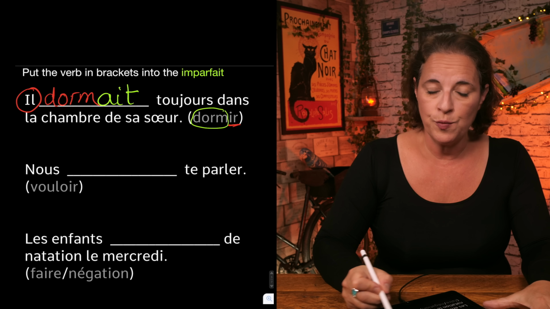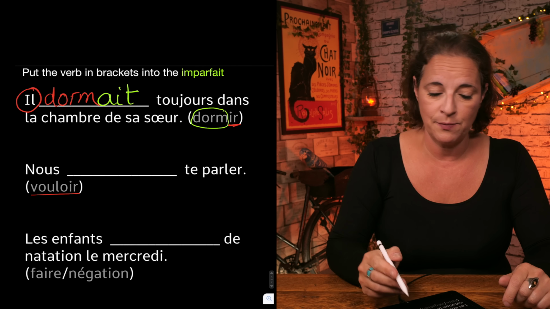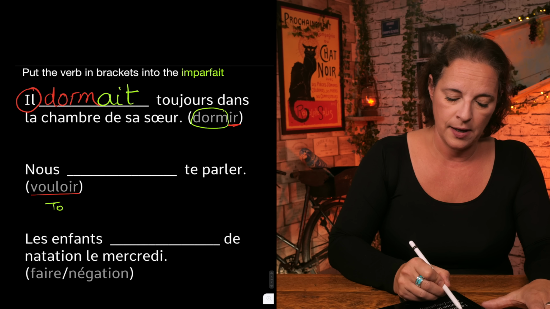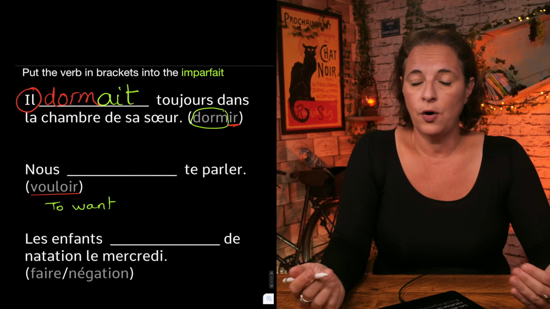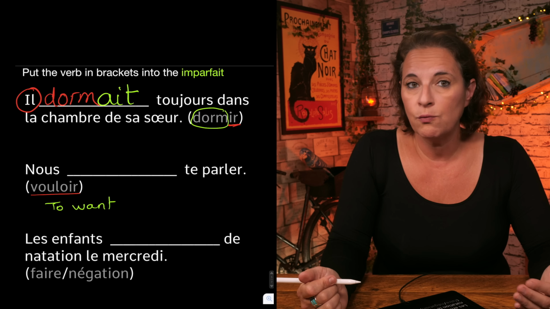Nous, te parler. And vouloir, which we have as an example above, okay, means to want. So we want to say we, as in nous, used to want to talk to you, or we were wanting to talk to you, okay, if that makes sense. Or we wanted to talk to you, because vouloir often is translated a bit like être and avoir and vouloir and pouvoir. They are very different in terms of putting themselves in space, in the past tense, okay? And then you can translate we used to want or we were wanting as we wanted, okay?